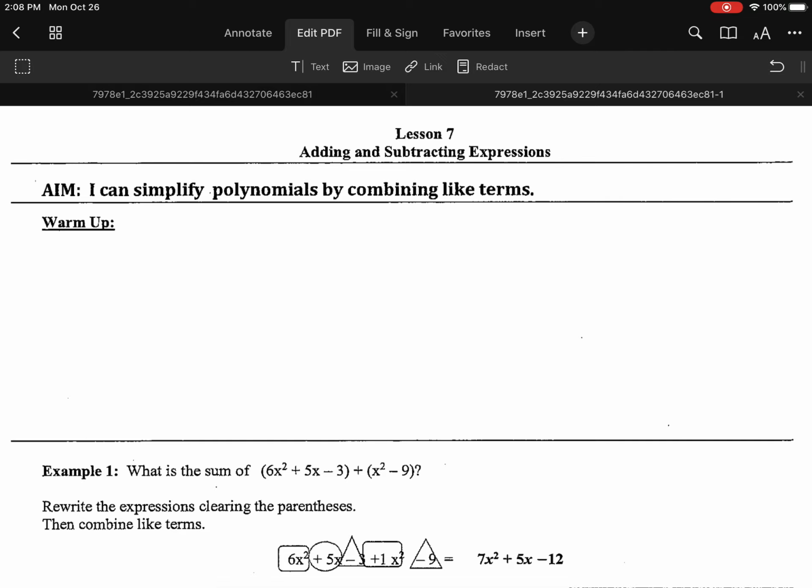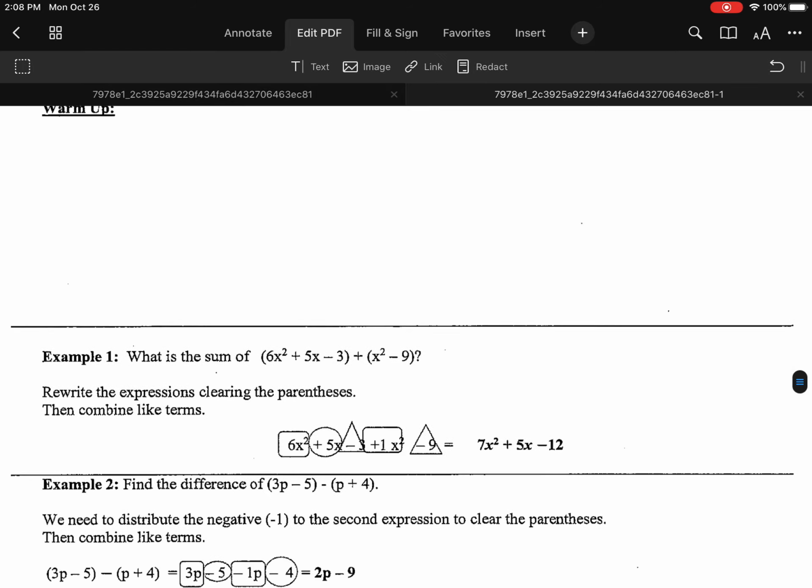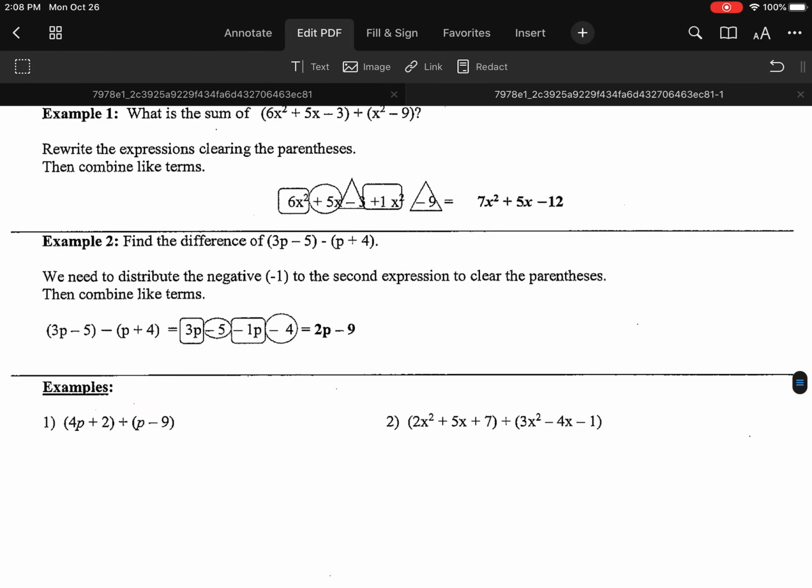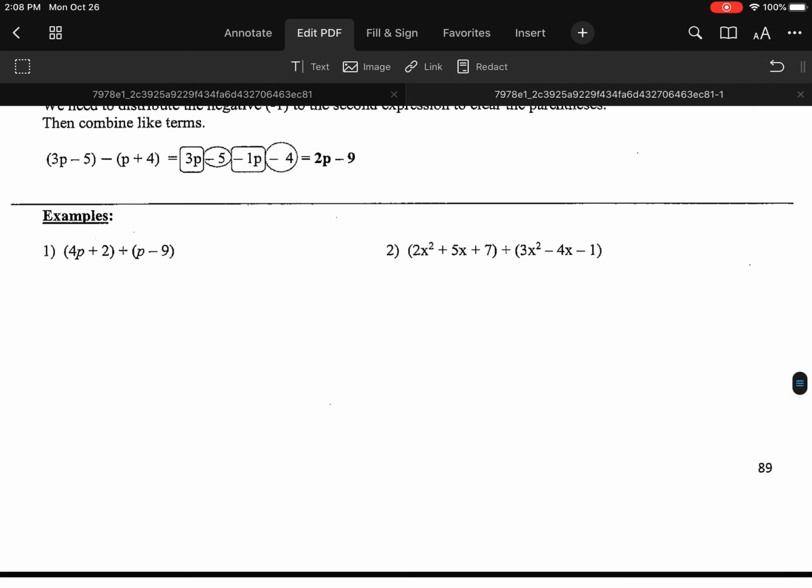So adding and subtracting expressions. I can simplify polynomials by combining like terms, and there are 2 examples shown below. But let's go through some. So problem number 1, we have 4p plus 2 plus p minus 9, and we have parentheses. In order to combine our 2 binomials together, we first need to eliminate the parentheses by using the distributive property.